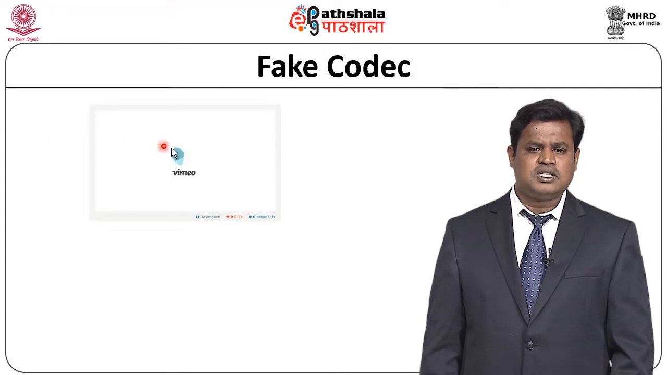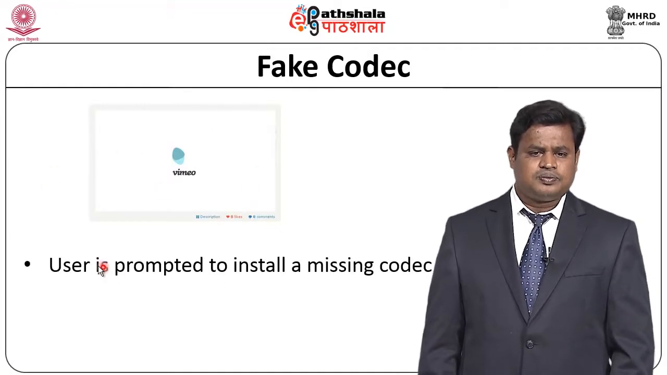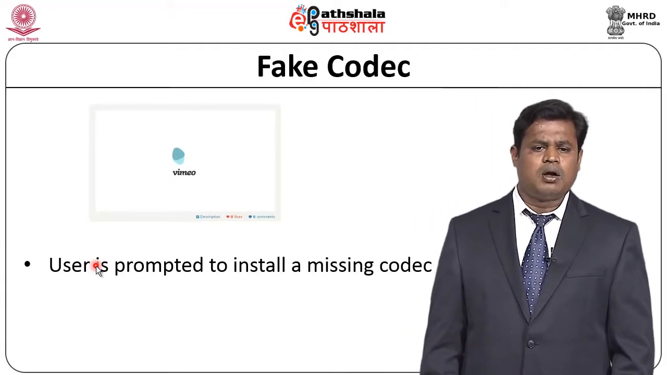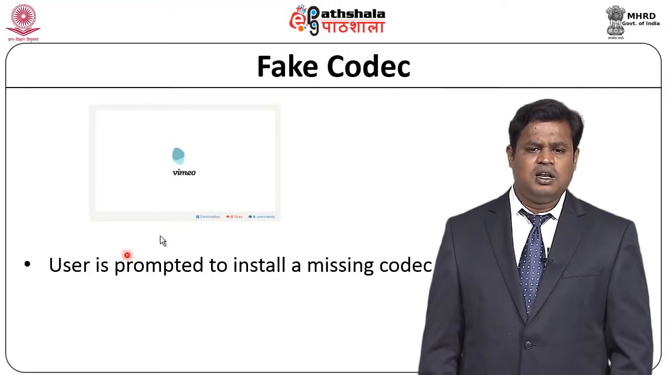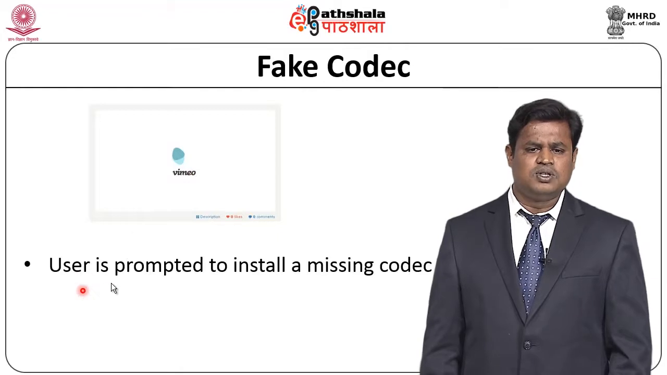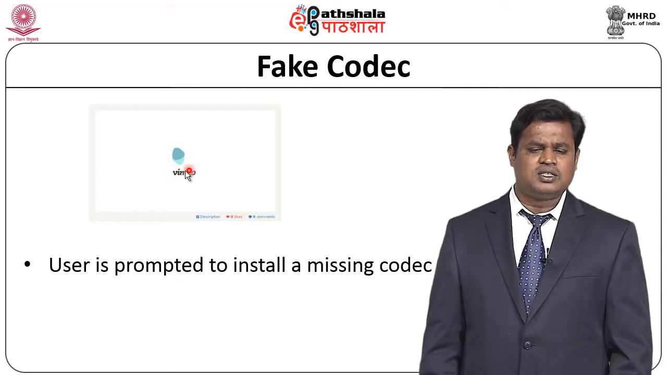Here we can see, suppose I am streaming a video and I want to view the video content. Here the user is prompted with something blocked, the pop-up is blocked by the browser, but still we can see the user clicks always allow. For example, the user is prompted to install a missing codec. For example, I have a video file and it says that something is missing, so you try to install it.